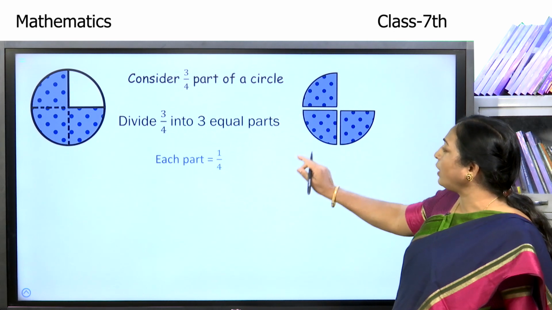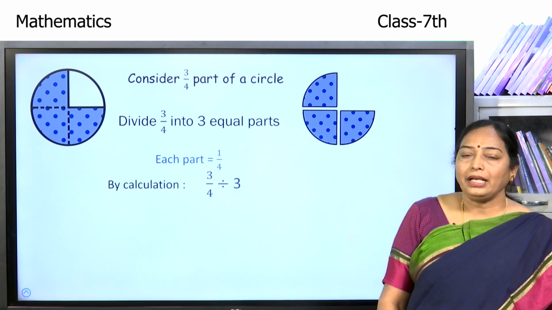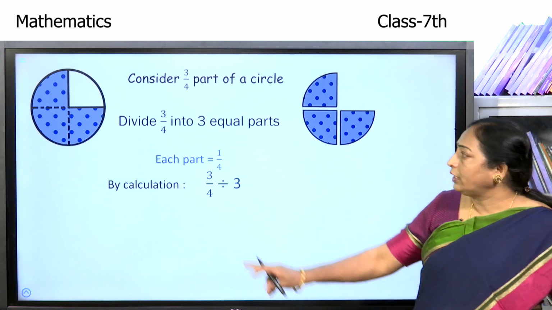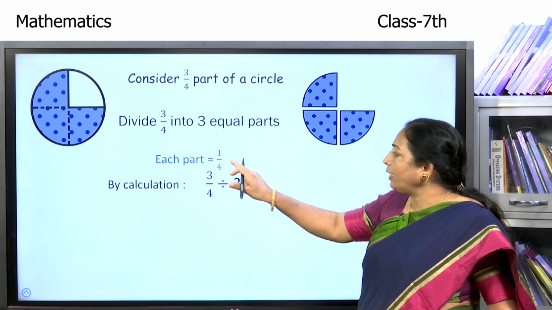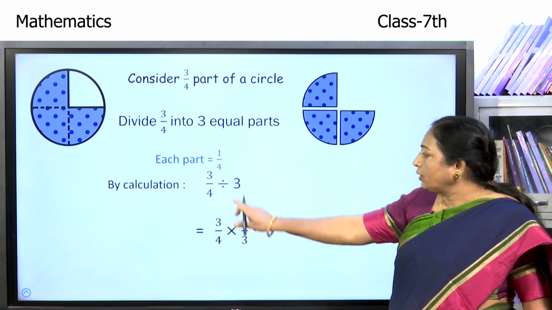1, 2, 3. Each part is 1 by 4. By the calculation, how do we find this 1 by 4? 3 by 4 divided by 3 equal parts.